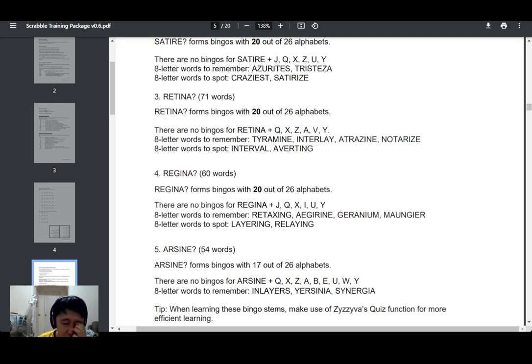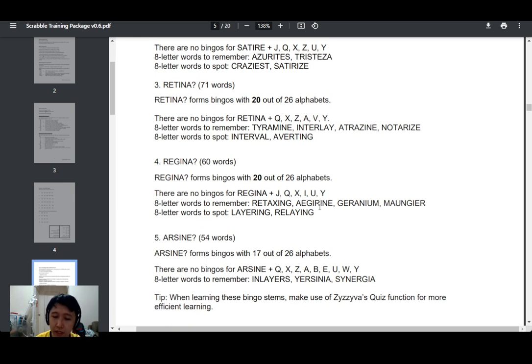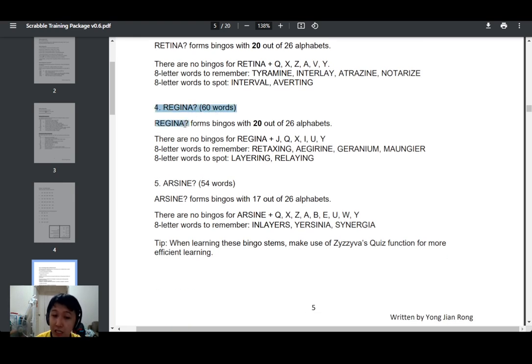Moving on, there's also a few more which I will go into briefly. Regina. Surprisingly, the 2-point G is quite helpful. There's also R sign, which is still quite helpful. So I've prepared all the backups for the letters that do not have a bingo, that do not have 7-letter bingos. Just to clarify.